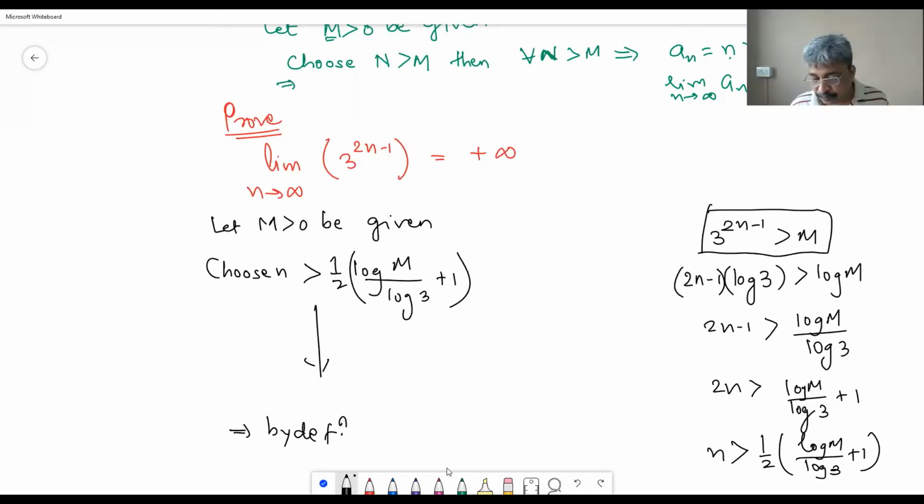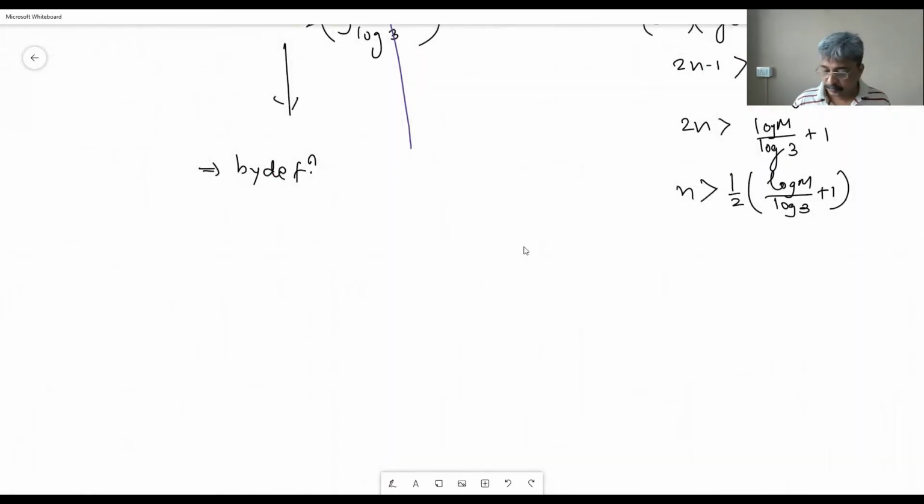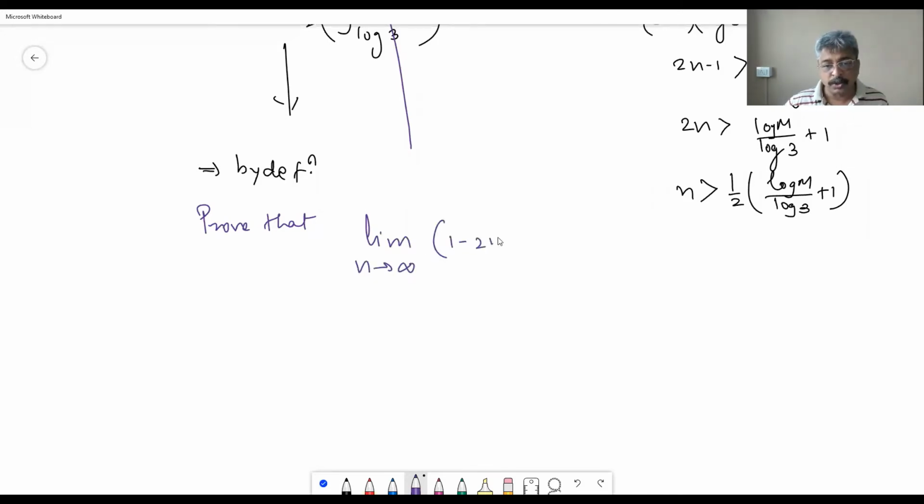Okay. Let me just give you one more so that you practice. Prove that limit n tends to infinity of 1 minus 2n is equal to minus infinity.